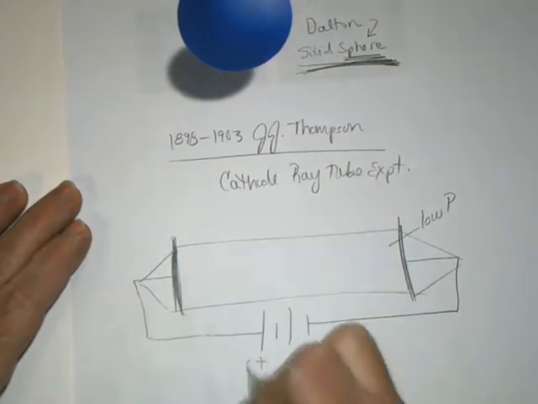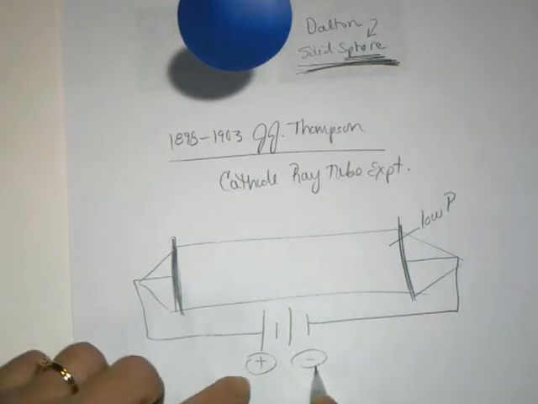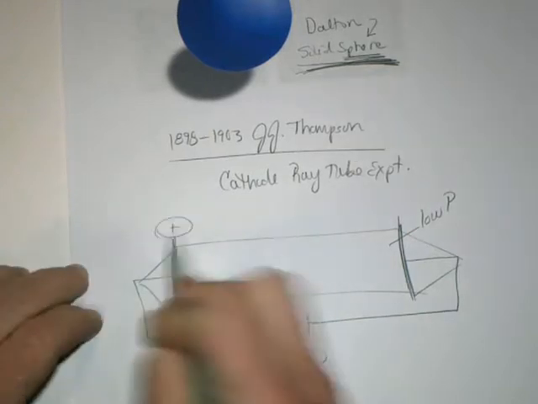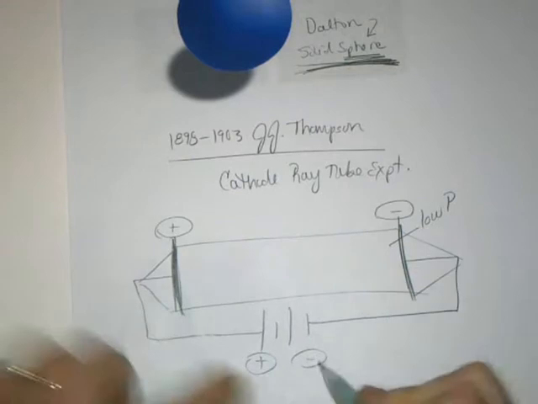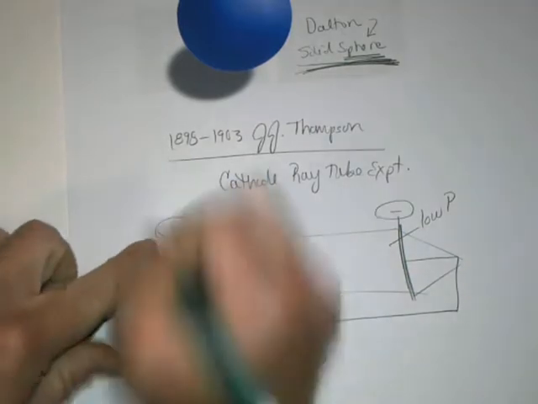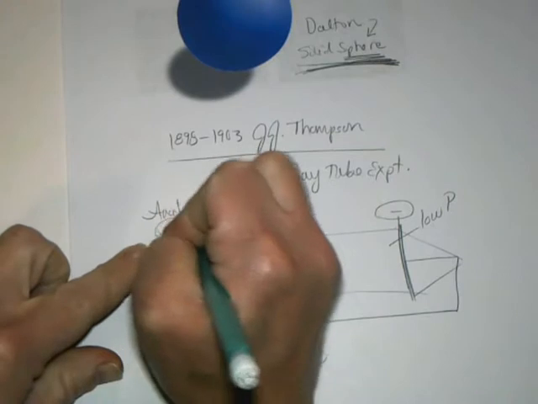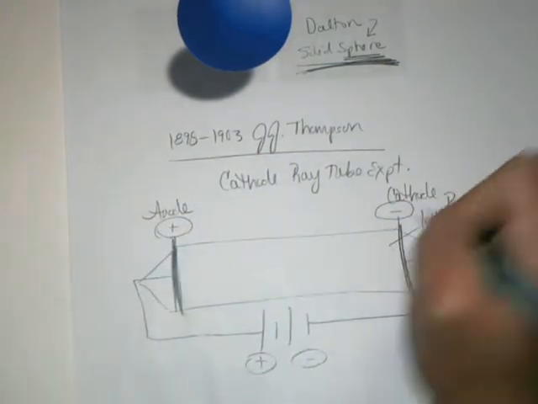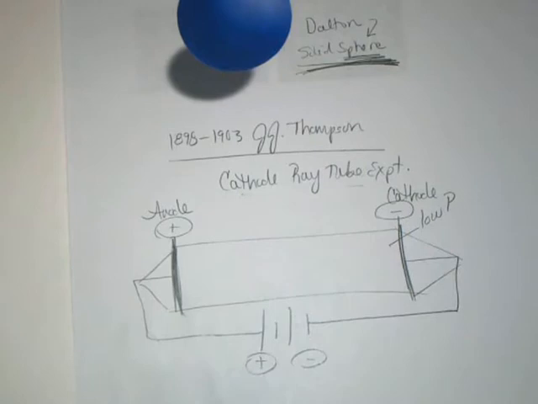And we know that a battery has a positive and negative, so when this was turned on, this would induce a positive charge and a negative charge to the corresponding plates. The anode is the positive, the negative is the cathode. So hence the name cathode ray tube.